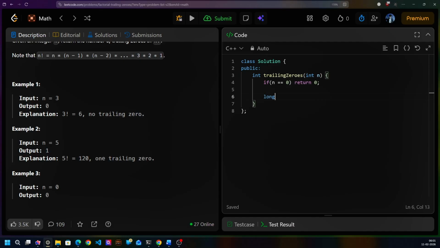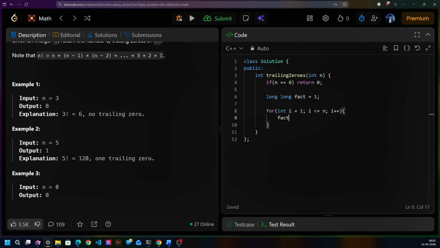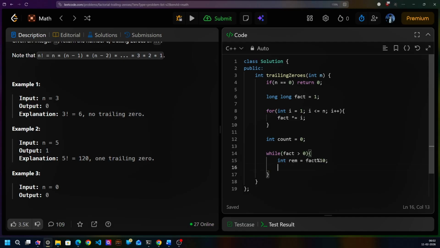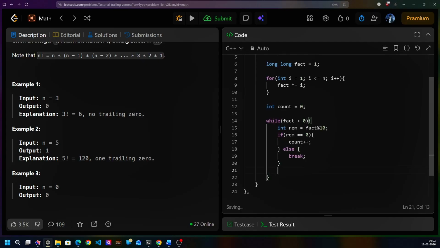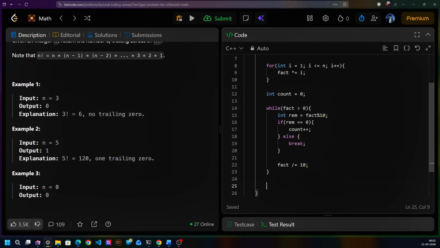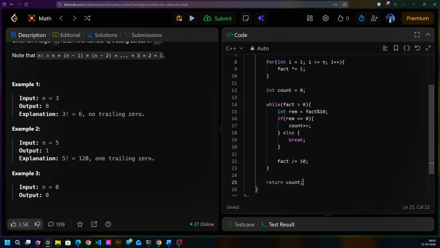Now let's declare our long fact equals 1, then we will run our loop and factorial multiply equals i. After getting the factorial, we will declare a count variable which will be storing our count of trailing zeros. We will run a while loop to extract our digits. Then here we find the remainder, it will be fact modulo 10. If remainder is equal to 0, then we can say it is a trailing 0. Else if you get a number, you will break from there, and here you will update your factorial number. After that let's return our count. So now let's run it.